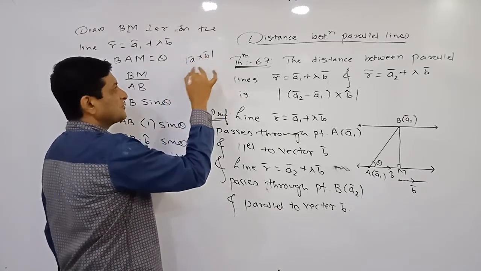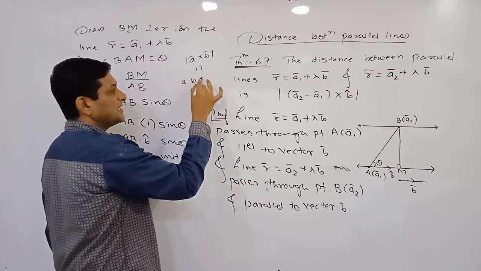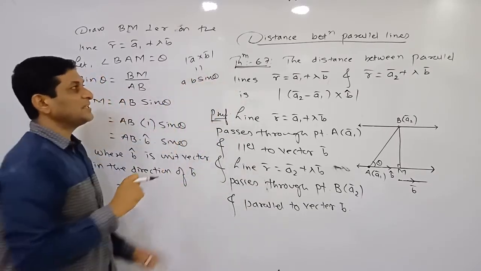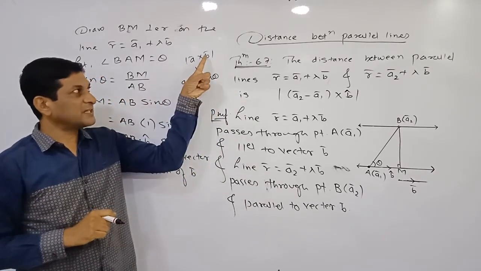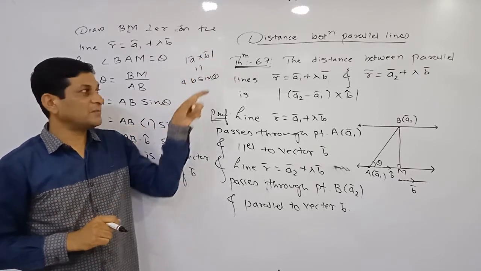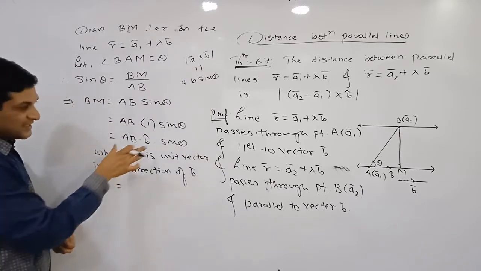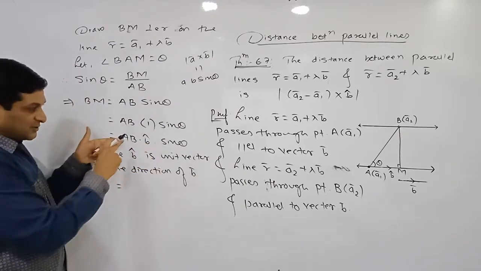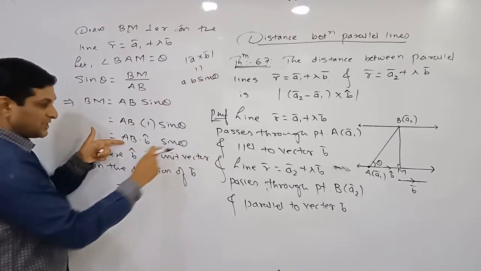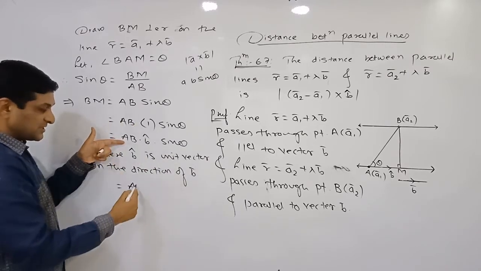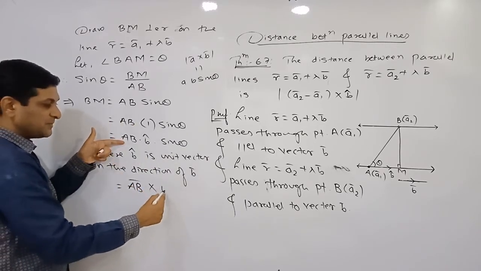Magnitude of a bar cross b bar is defined as what? A b sine theta, where a is the magnitude of the first vector, b is the magnitude of the second vector, into sine theta. Theta is the angle between these two vectors. Here also the result is exactly in this form. So here this whole term, can I write it, according to this definition, as AB bar cross B cap?